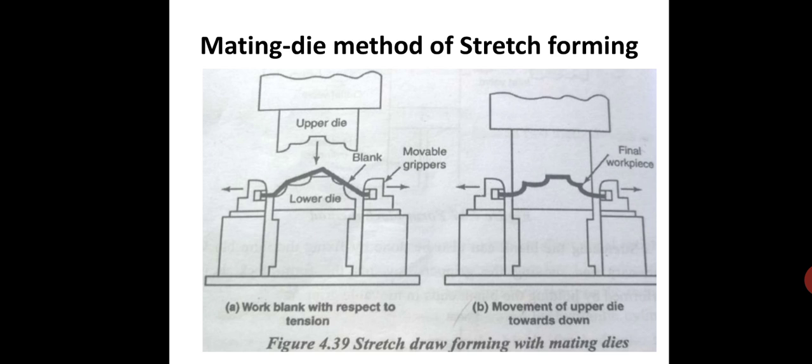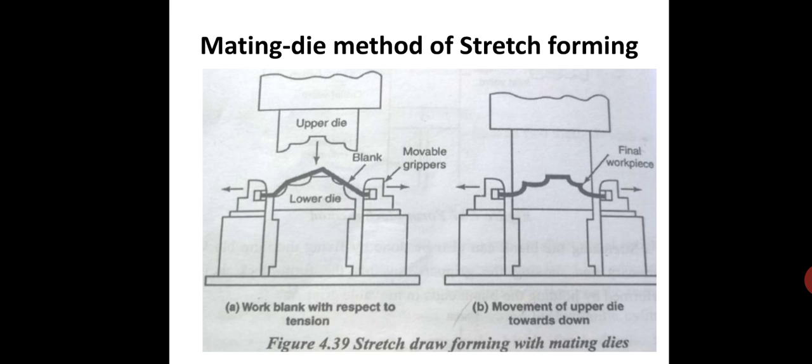Diagram A: the work blank with respect to the tension, and the second thing is the movement of the upper die towards downward. Let's see the operation of the matting die method. The blank is held in the movable grippers. The blank is placed between the lower and the upper die. The lower die is kept stationary and the upper die is movable, which is operated by a hydraulic or pneumatic cylinder.